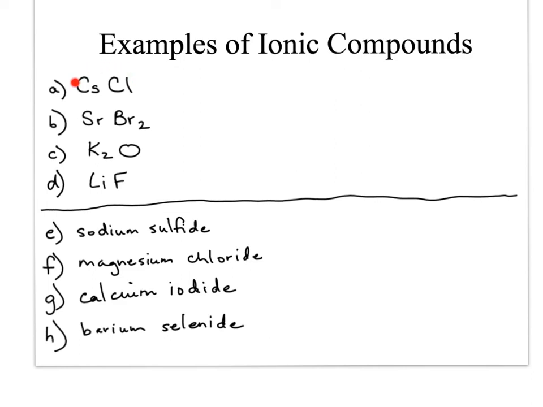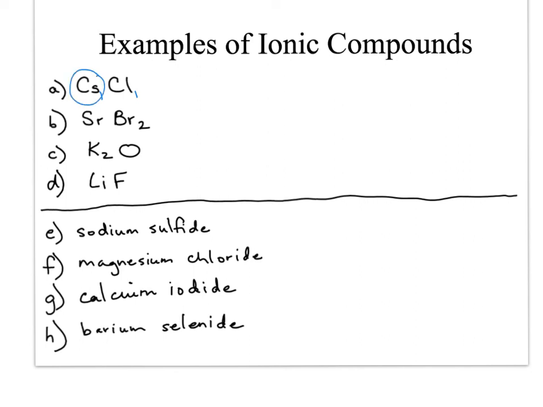So looking at this first compound, we have Cs combining with Cl, and there aren't any subscripts. When there aren't subscripts in a chemical formula, we just assume it to be a 1-to-1 ratio. And the name is going to be the name of this first element, the full name. We always write the metal first.